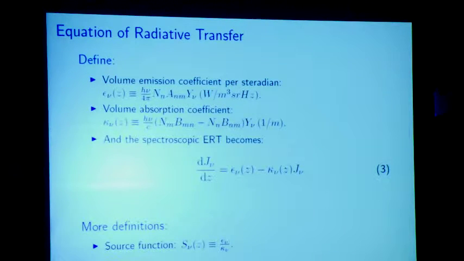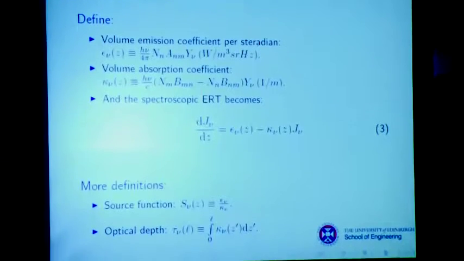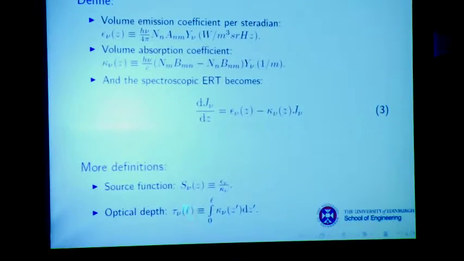So we can also define a source function, which is epsilon divided by kappa. Why did we do that? Because later on it'll be convenient to do it that way. And then there's an optical depth, which you have probably heard of before. Tau sub nu is used in this formalism. It's equal to the absorption coefficient integrated across some path length from 0 to L. Optical depth is basically how much light gets through.